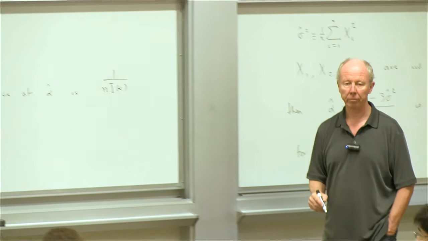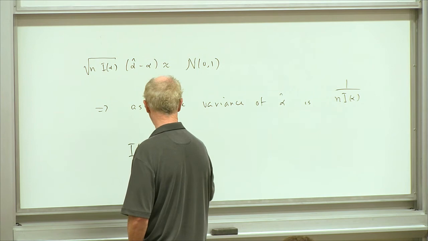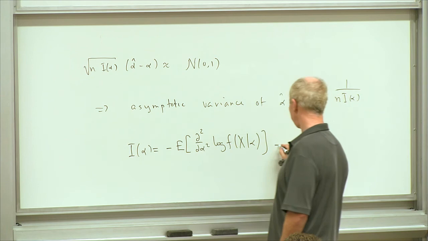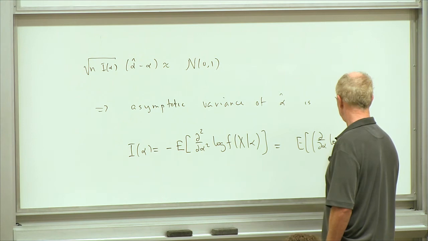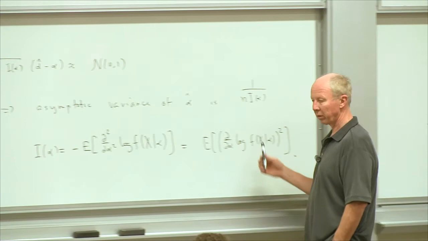So we have to compute I of alpha. And what's I of alpha? It's minus the expected value of the second derivative with respect to alpha of the log of the density evaluated at the random variable x, which has that density. It's also the square of the first derivative of the log of that thing. So let's compute the derivative of the log of f.